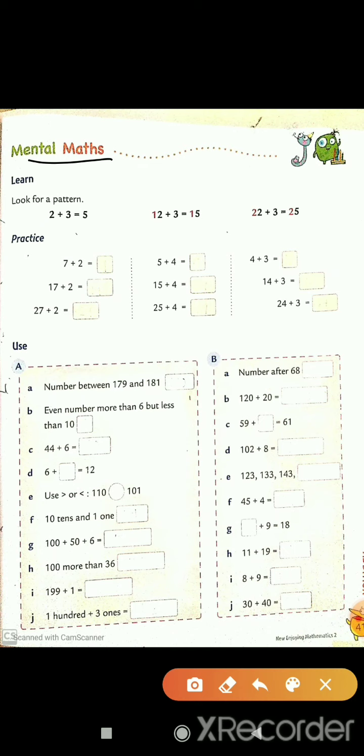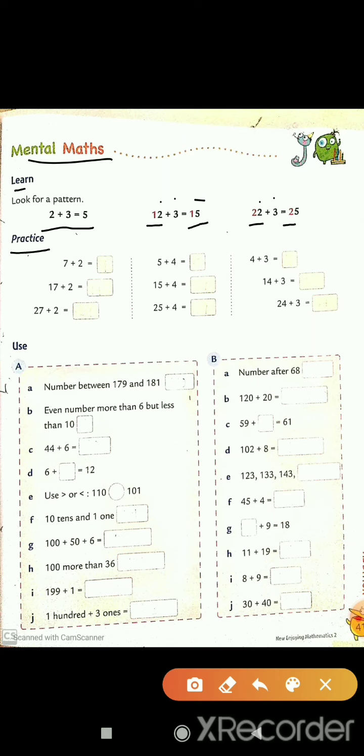Next, mental maths. Learn, look for a pattern. Students, look here for a pattern. 2 plus 3 is equal to 5. If 10 is added to 2, that is 12 plus 3, becomes 1 ten and 5 ones, that is 15. If 2 tens are added to 2, that is 22 plus 3. The answer is 2 tens and 5 ones, that is 25.